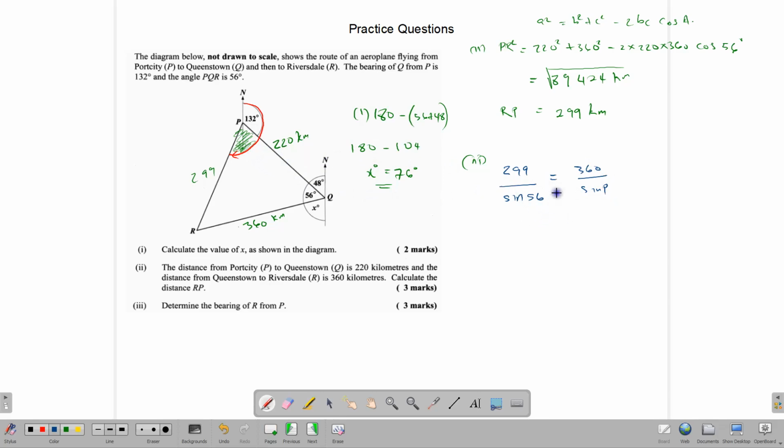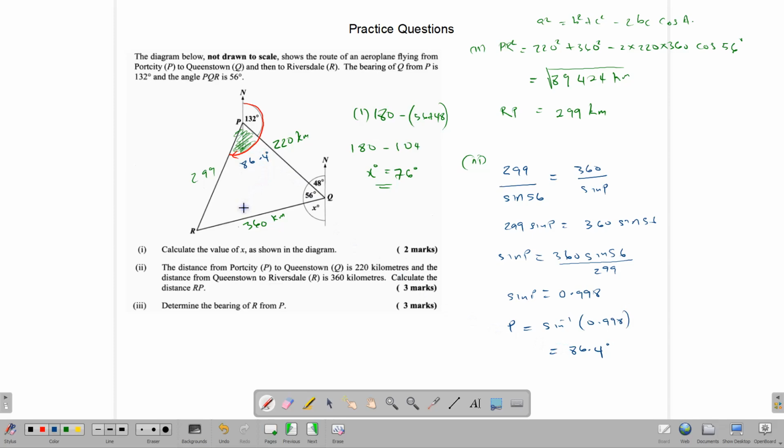And cross multiplying, we have 299 sine P gives us 360 sine 56. Then we know that sine P is equal to 360 sine 56 divided by 299. Once you punch that in your calculator, write it to 3 decimals. The sine of P is equal to 0.998. And P, therefore, we use the sine inverse of 0.998, and that gives you 86.4 degrees. Remember, this is not our bearing. It's this part of the angle, 86.4 degrees.